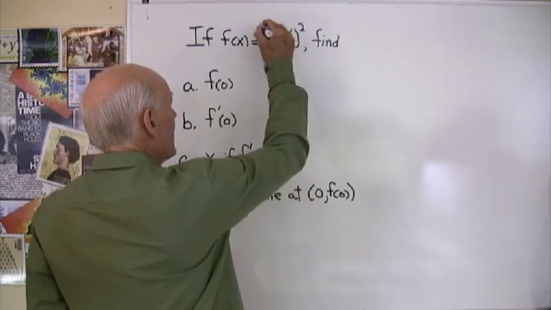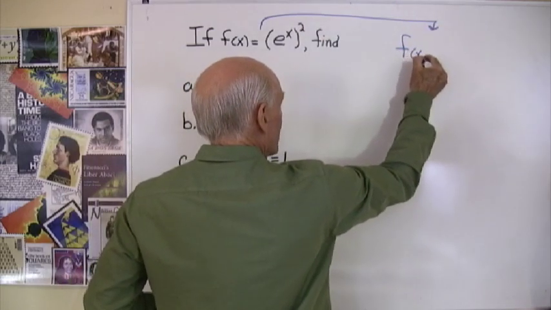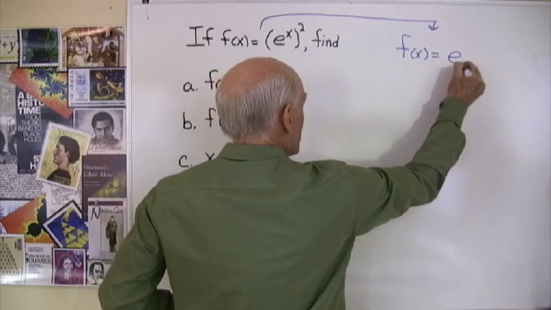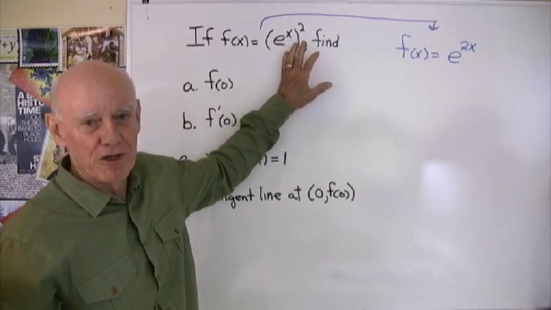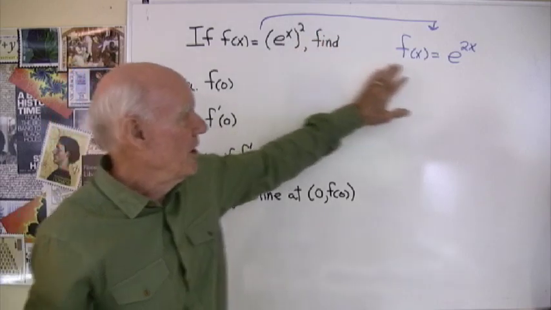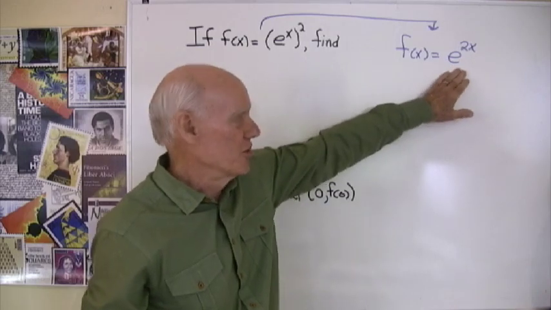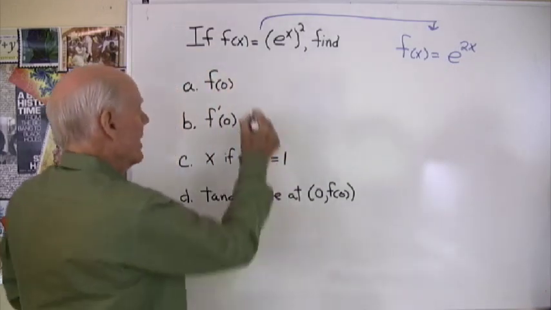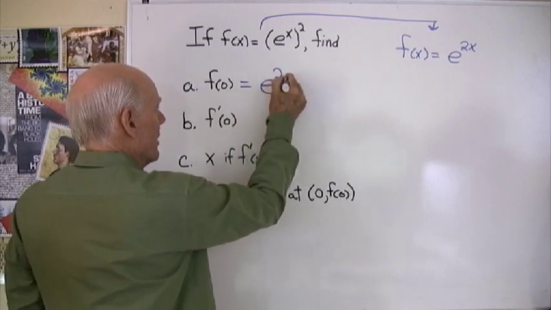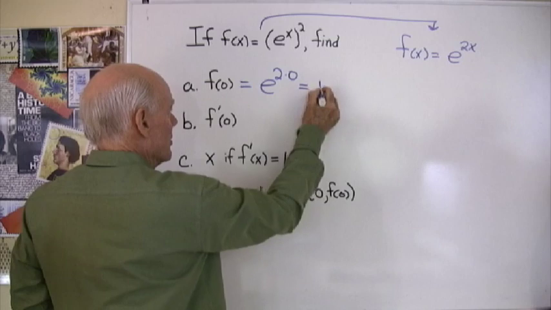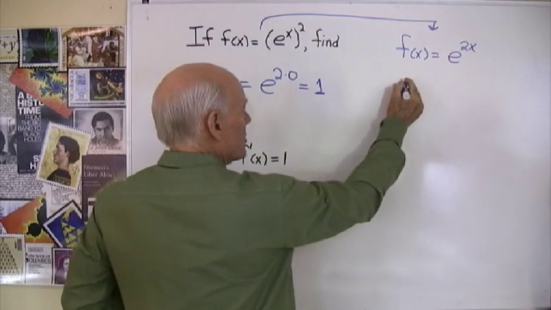So I'm going to first take this function and write it over here as f of x is equal to e to the 2x. I'm going to use my properties of exponents first because I have a power raised to a power, so I know I can rewrite that as e to the 2 times x. That'll be just a little bit easier for me to work with. Now f of 0 is going to be e to the 2 times 0, which is e to the 0, which is 1.